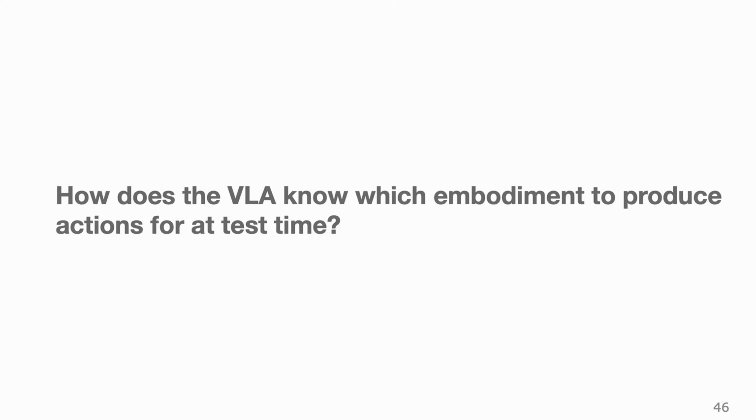Maybe I have a question for you now. How do you think the VLA, for both of these options, will know which embodiment it should produce actions for at test time? Maybe you can take 20 seconds to discuss with your neighbor. So the question is, how does the model know at test time if it should produce actions for a 7 degrees of freedom arm or a 14 degrees of freedom arm?